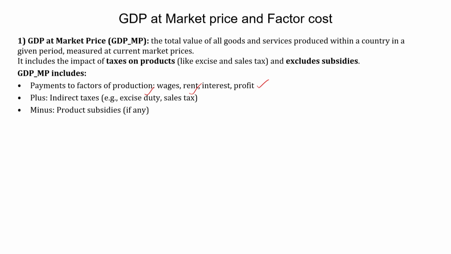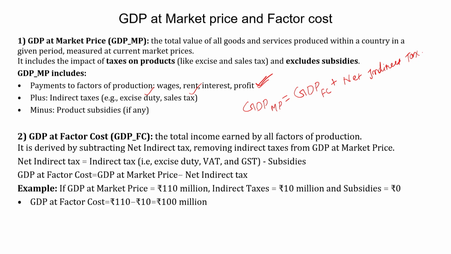So simply, GDP at market price, GDP at MP, can be written as GDP at factor cost, which I mentioned in the first line, plus net indirect tax, which we need to add here. Net indirect tax here means indirect tax minus subsidies. So the next concept is the GDP at factor cost.